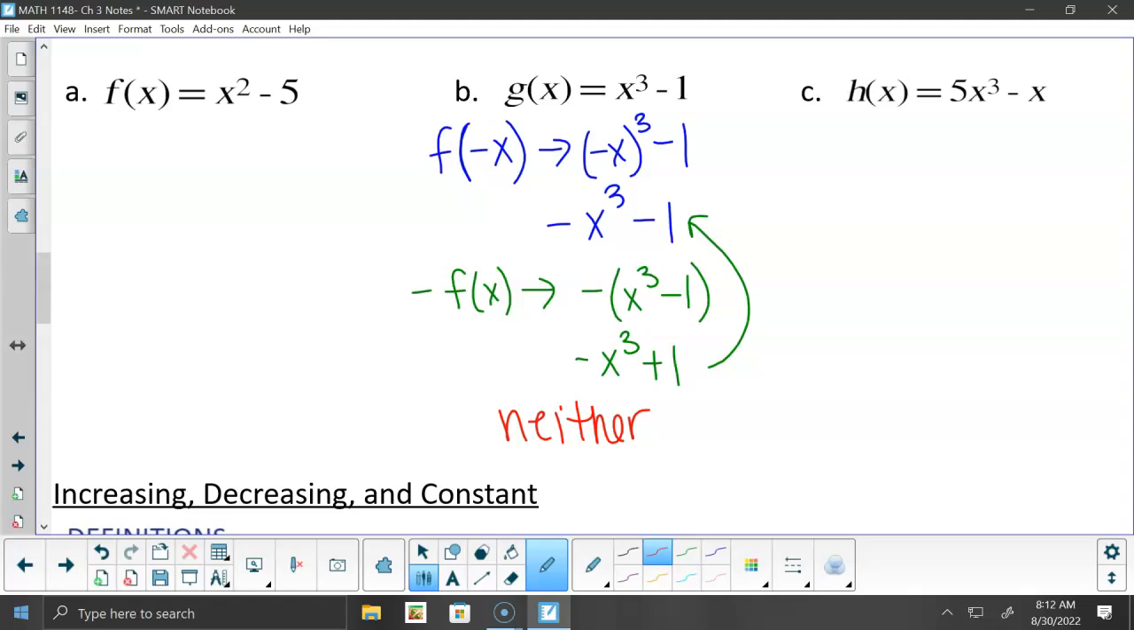Conceptually, it means there's no y-axis symmetry and no origin symmetry. That's literally it. There are other symmetries because you can reflect it over any given line, but even and odd are the main two.